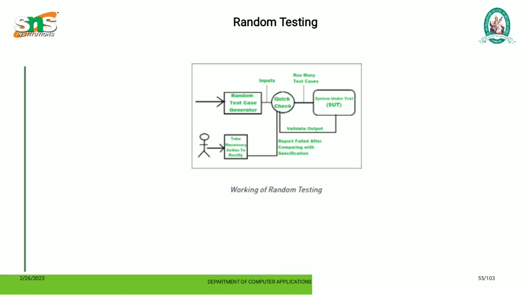This is the working process of random testing. The random test case generator supplies inputs and a quick check is done. How many test cases are executed or run. The system under test is generated and the outputs are produced here, and necessary actions are taken to test the activity, report the failure and compare with the working model.